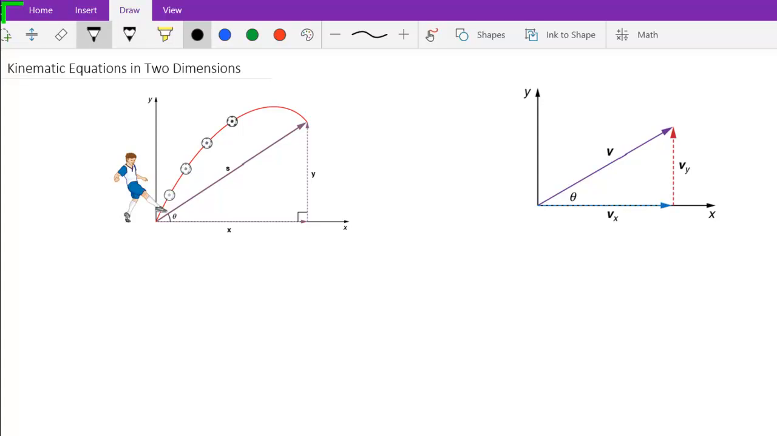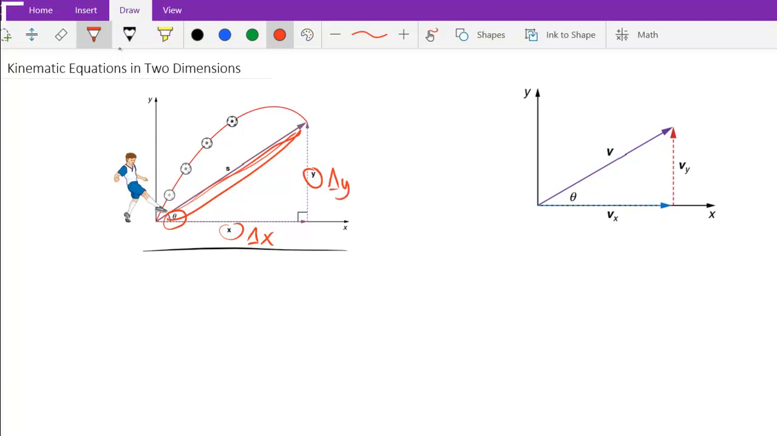So we see in this first picture here, we have this guy kicking a soccer ball, and it has some displacement along here. S is the total displacement. But this is a vector, so S is described both by its magnitude, the length of the vector here, as well as this angle, theta. And because it's a vector, we can break it up into components, right? So there is some displacement in the x direction. We'll call this delta x for our x displacement, and then we have some y displacement as well, so we can call this delta y.